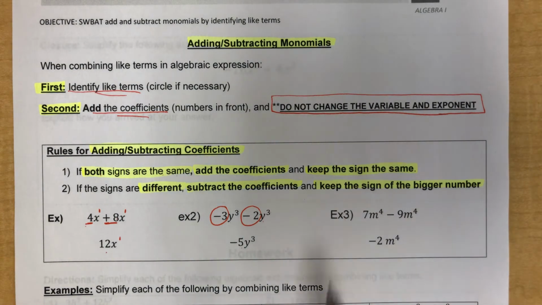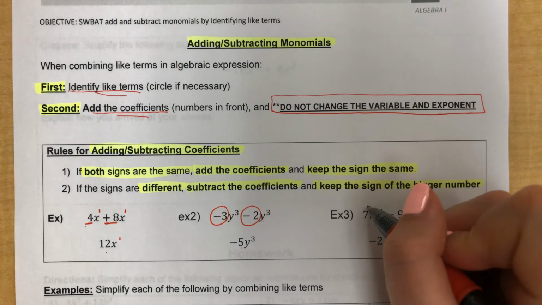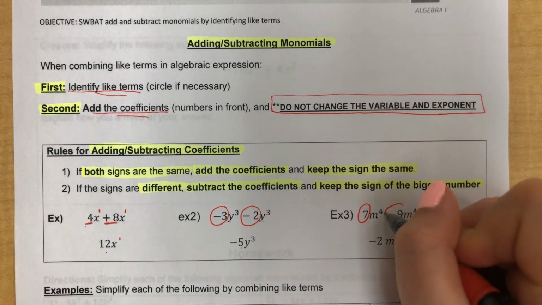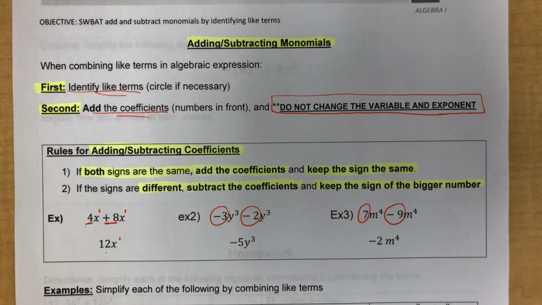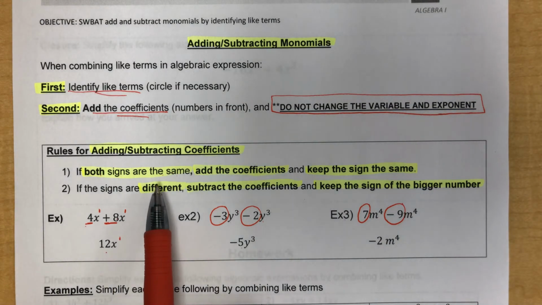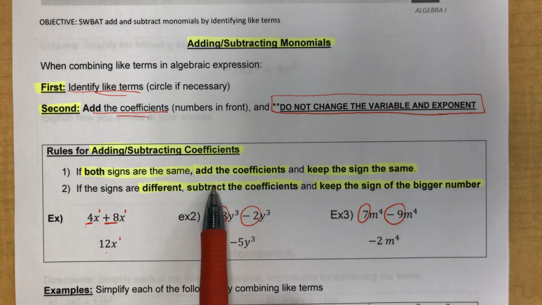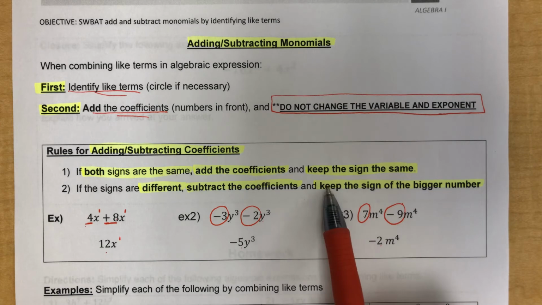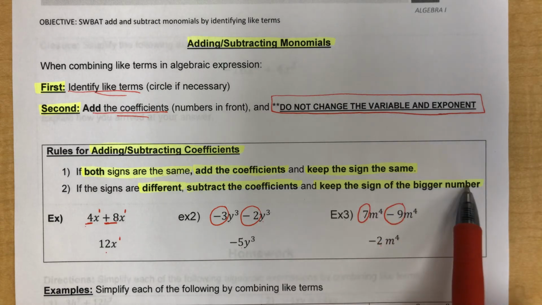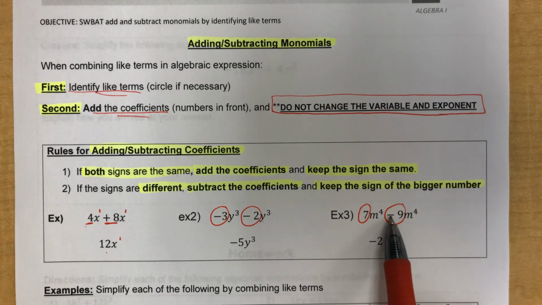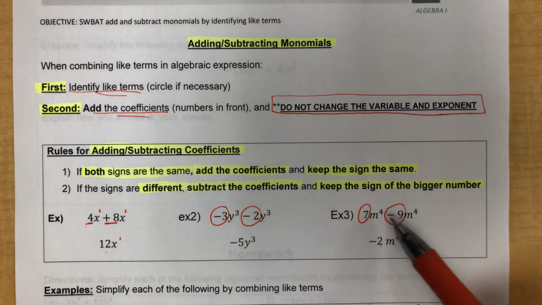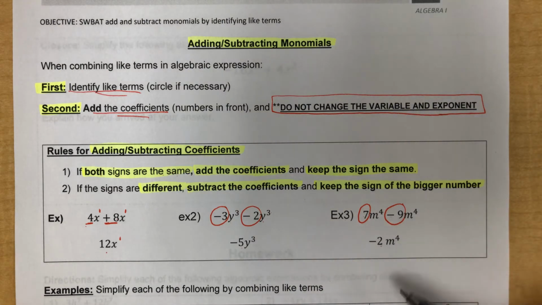And then last but not least, example 3. This coefficient in front is a positive 7. This coefficient in front is a -9. So let's look at step 2. If the signs are different, I subtract the coefficients. Well, what's 9 minus 7? It's 2. And then I have to keep the sign of the bigger number. Well, 9 is definitely bigger and it was negative, so my answer is really a -2. And then again, m to the fourth.